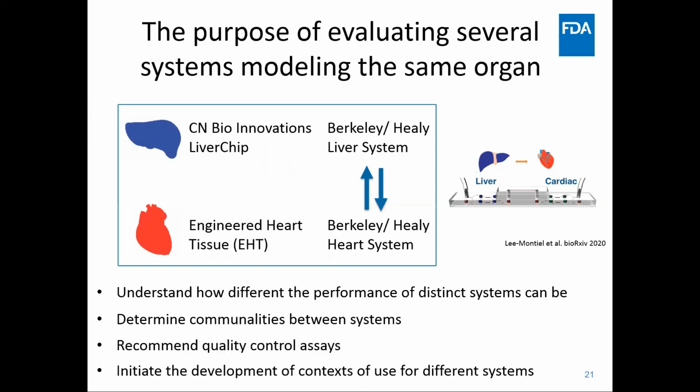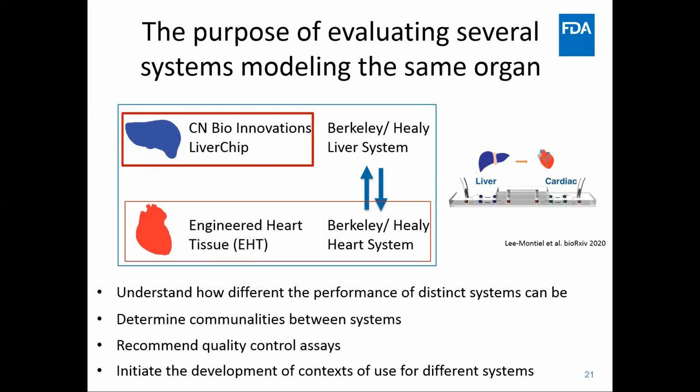And our goal right now is to initiate the development of context of use for different systems that we're using and also work with other stakeholders in doing the same thing with other systems. So today, I'm going to talk until the end of this presentation about some data and some work that we've been doing with CN Bioinnovations LiverChip, and then I'll just mention a little bit of the work that we've been doing with the engineered heart tissue, EHT, as well as the Berkeley system.